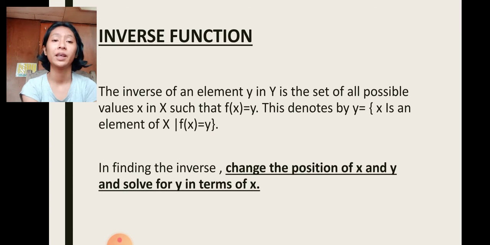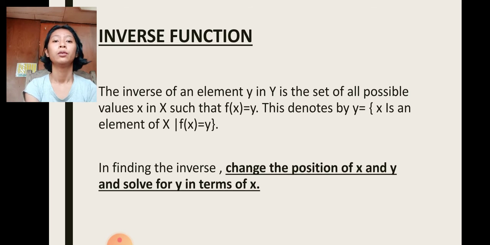Now, let's talk about the inverse function. The inverse of an element y in Y is the set of possible values in X such that f of x is equal to y. This is denoted by f inverse of y is equal to the set of x in X such that f of x is equal to y. So, how are we going to find the inverse function?